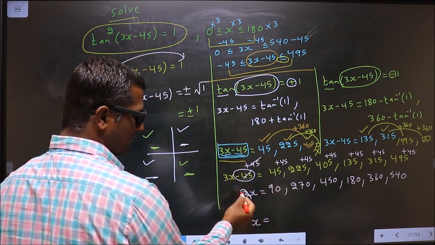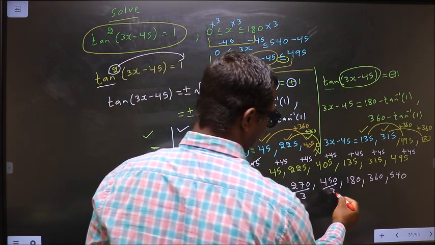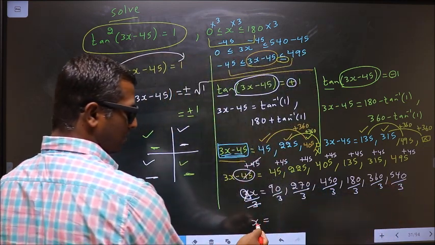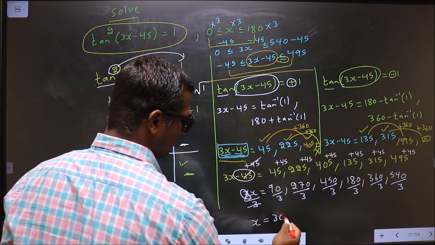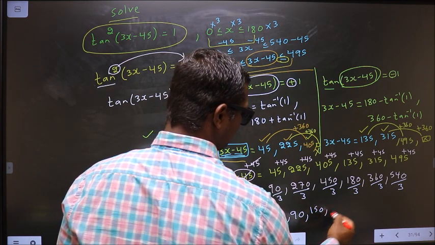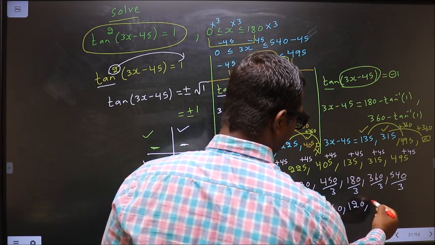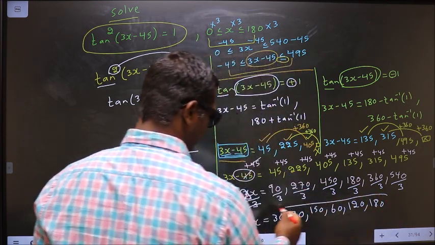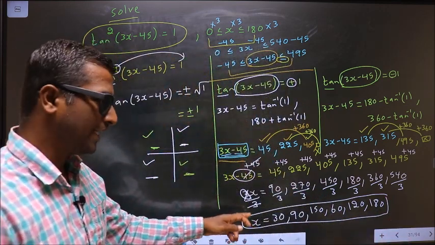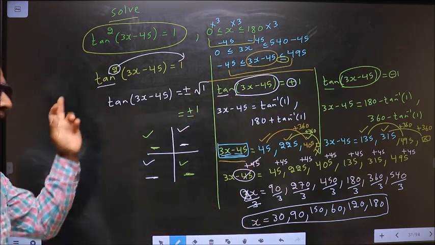Now to get x, we should remove this 3. To remove the 3, you divide by 3. So here this cancels out, here we get x, here 90 by 3 is 30, here 90, here 150, here 60, here 120 and here 180. So these are the values for x. This is our answer. Am I clear?